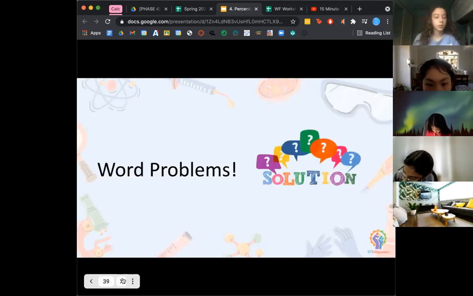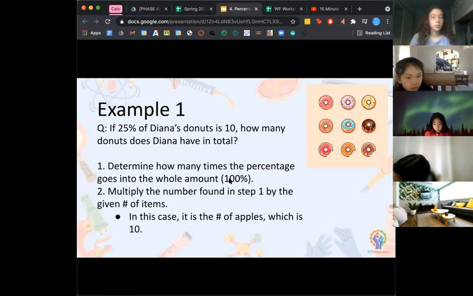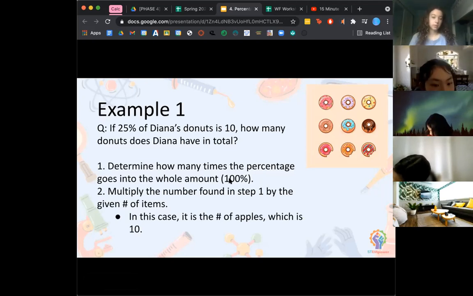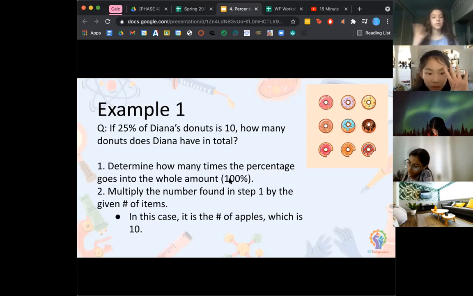Okay, so now we're going to work on some word problems. If 25% of Diana's donuts is 10, how many donuts does Diana have in total? These are pretty similar to the ones we did before. They just have more words in them that you might get tripped up on. So the first step is to determine how many times the percentage goes into the whole amount. So in this case, 25 goes into 100 how many times? How many 25s are in 100? You can just hold it up on your fingers. Awesome, 4. There are 4 25s in 100.